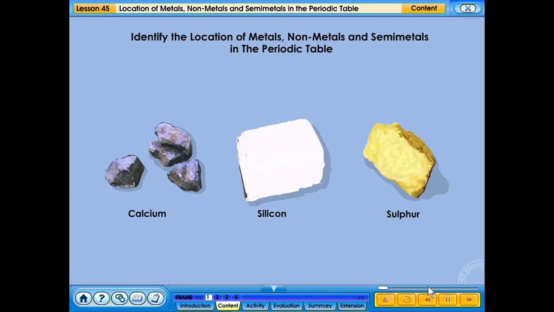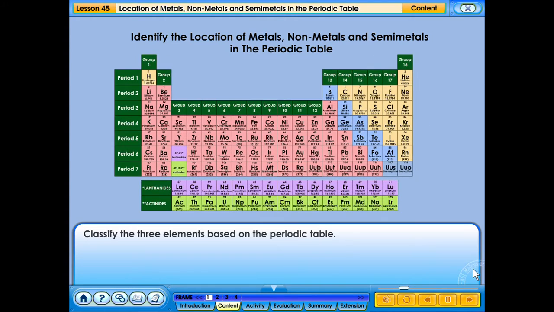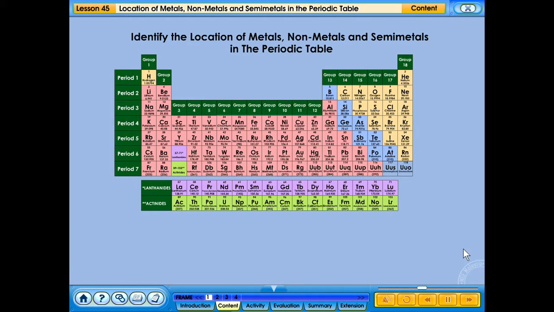Identify the location of metals, non-metals, and semi-metals in the periodic table. Classify the 3 elements based on the periodic table. How did the scientists classify all the elements?